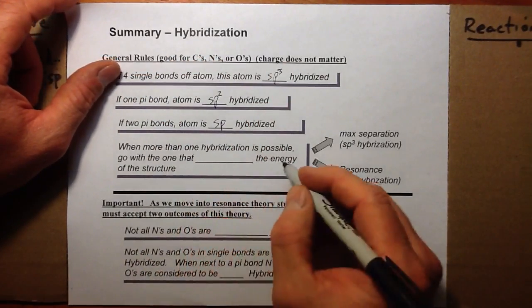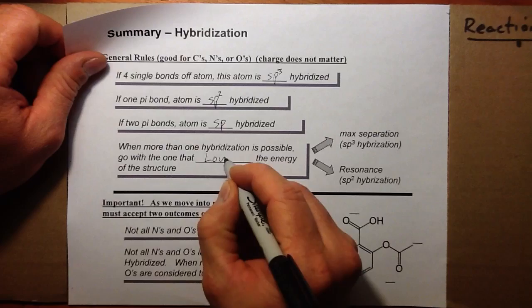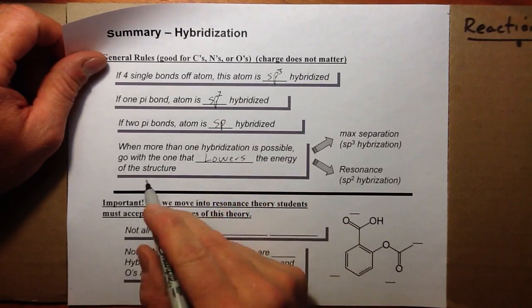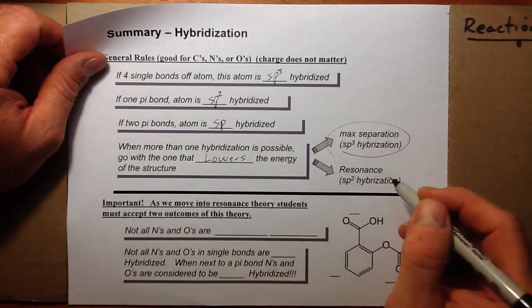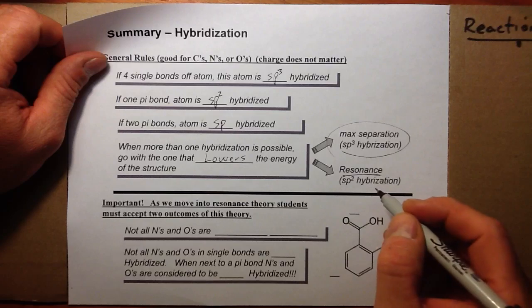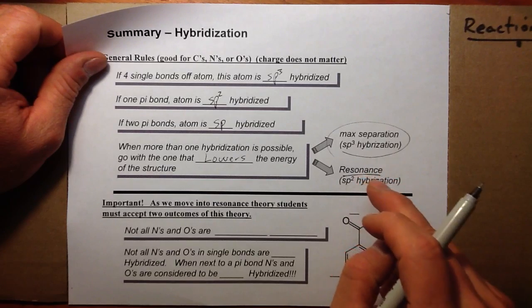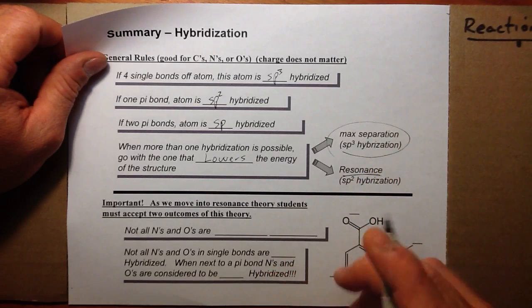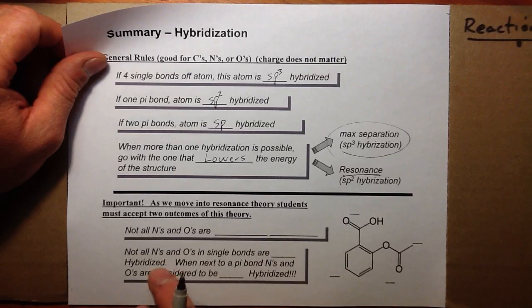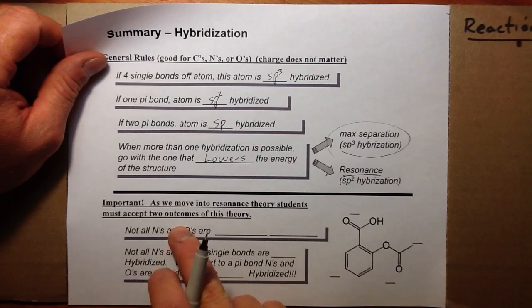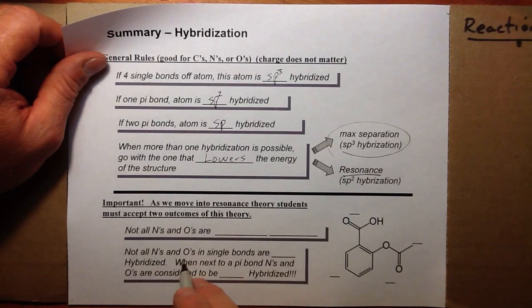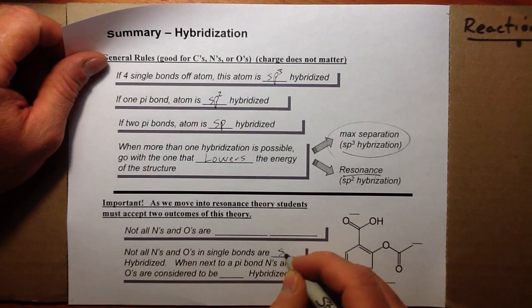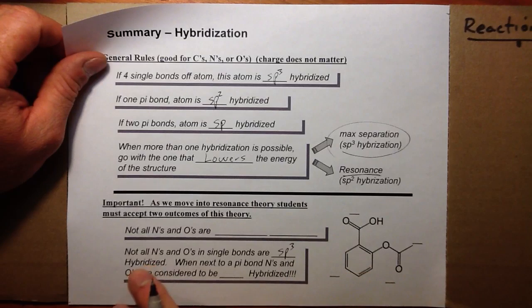When more than one hybridization is possible, go with the one that lowers the energy of the structure. For now, we're just considering maximum separation. In the next presentation, we'll consider resonance. And when do you really have to consider it? Here's the most important rule of these 2, it really sets this first one. Not all N's and O's in single bonds are sp3 hybridized. A lot of students want to go there.